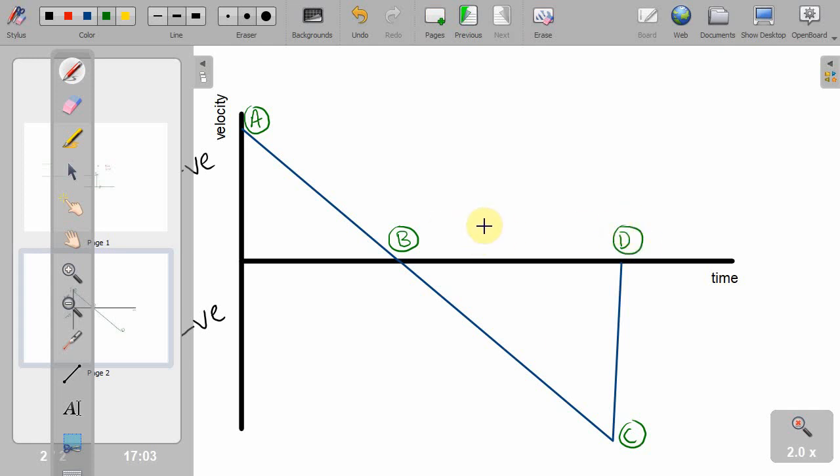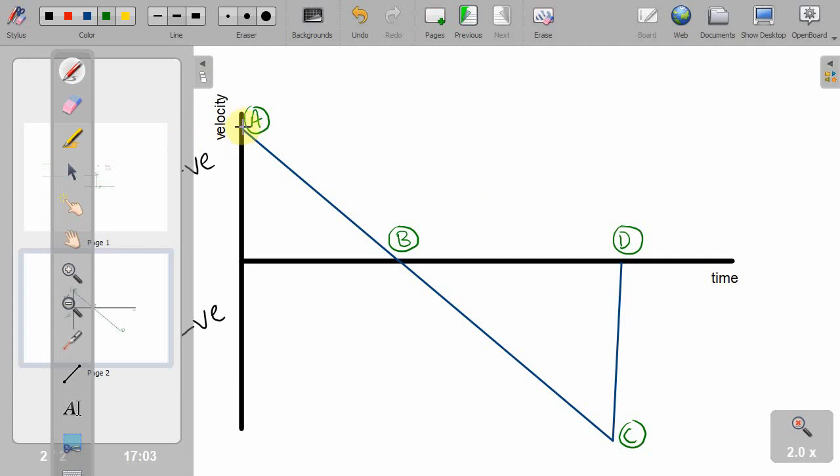Okay? So that's analyzing a velocity time graph. To review, what you do is you break up the motion into the different parts. You look at kind of the start and end of each piece of the motion, and you can kind of mark those on the graph, and then just fill in the lines in between essentially.